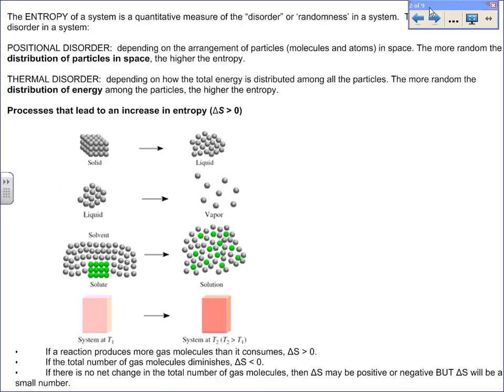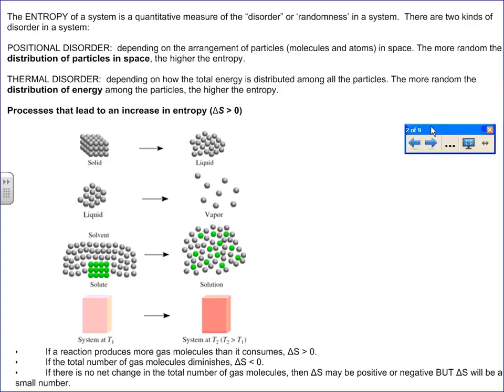First of all, we want to define entropy. Entropy is a way of measuring the number of ways that a system can be organized. We're going to look at it pretty qualitatively at this point. So basically, if there is disorder, then there is entropy.